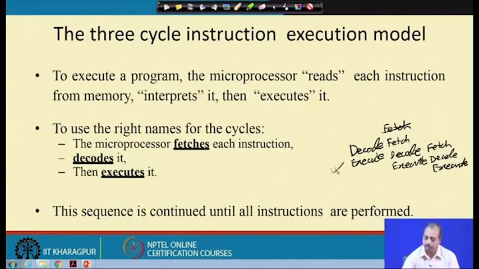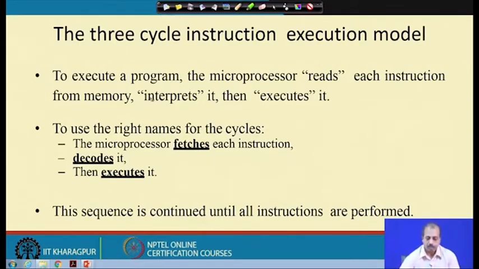So, that way there is an overlapping between fetch, decode, and execute. If you look at this particular cycle, the first instruction is executing, the second instruction is in the decode stage, and the third instruction is in the fetch stage. So, this is also known as fetch, decode, execute pipelining. It is common in many of the processors.